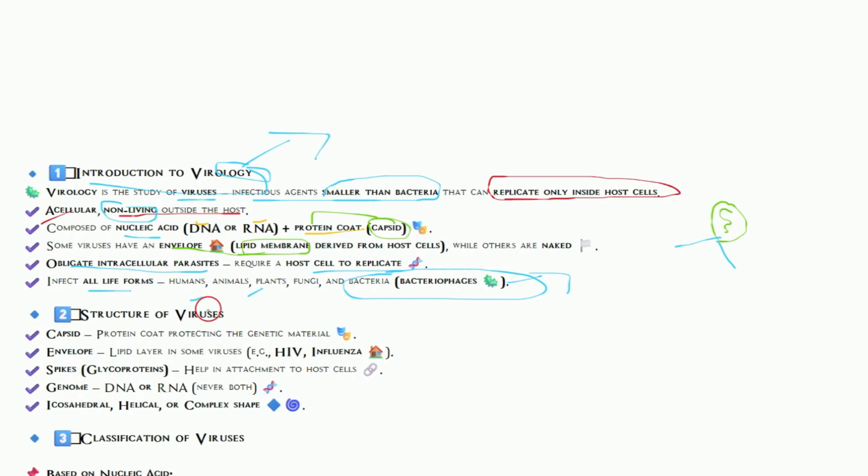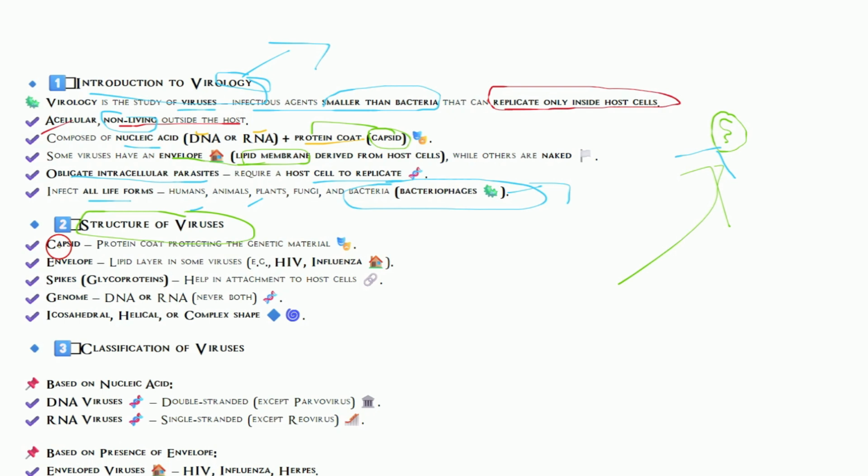Now we go for the structure of the viruses. I already told you this one, it's quite similar. First of all we have a capsid, a protein coat protecting the genetic material. In the bacteriology video, I told you that we have a spore which also acts to protect the bacteria, but here the capsid protects the genetic material, which is the DNA or RNA, right? And some viruses like HIV and influenza contain an outer layer made up of lipid, and spikes.